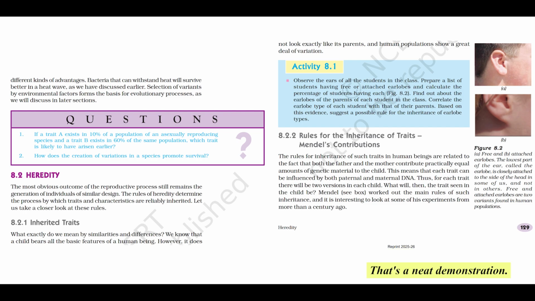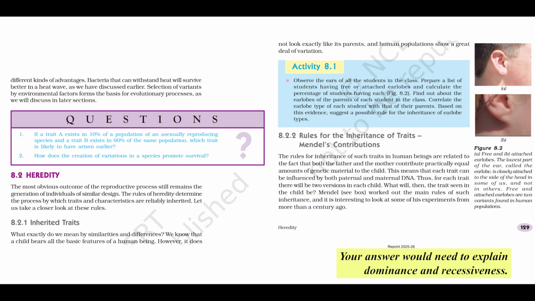That's a neat demonstration. But for exams, how might this earlobe example be used? What's the practical takeaway for, say, a NEET aspirant beyond just observing earlobes? Very relevant question for exam prep. On a board exam, you might get a question like, a husband and wife both have free earlobes, but their first child has attached earlobes. Explain how this is possible using genetic principles.